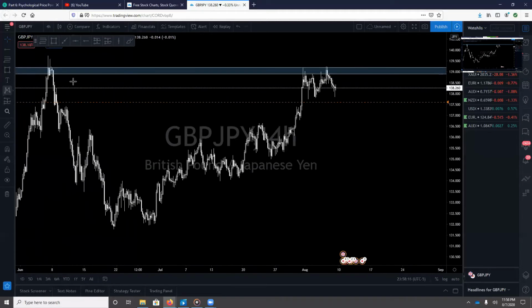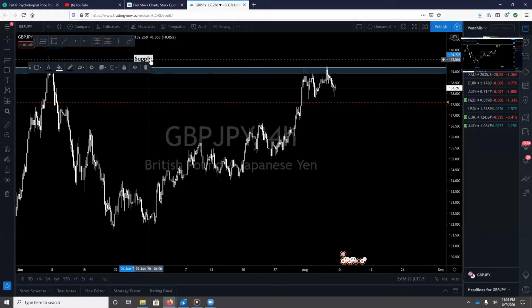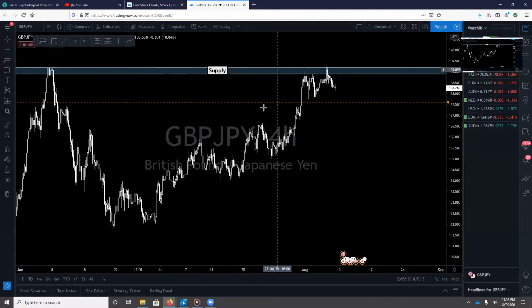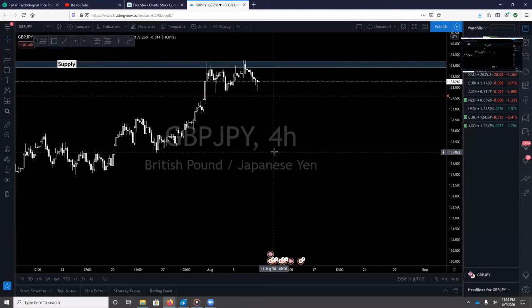I will write that up here for you guys, just as a reminder, to make it easier. Right here, this is supply, and the demand zone is like your support.